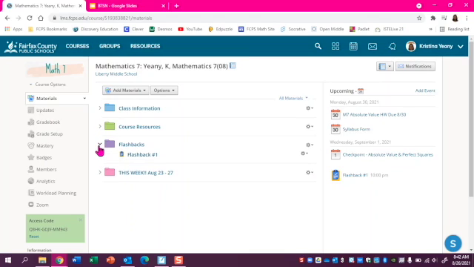Under the flashback tab, you will see there is flashback number 1. Students will be assigned a flashback every Thursday morning, regardless if they have math or not that day. Students have a whole week to complete this online assignment. It is due every Wednesday at 10 p.m. Students have all week to work on the flashback on their own time, perhaps maybe even in Unity time.